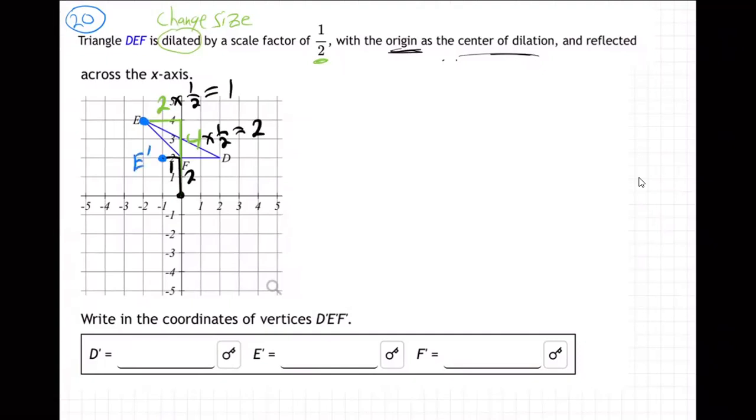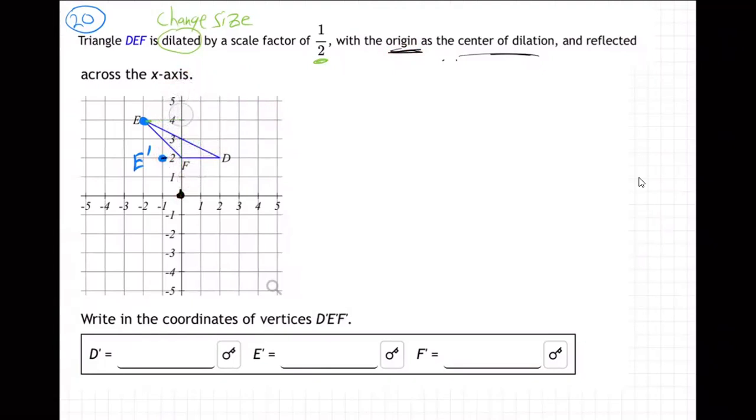E prime. We're not done yet. We still have to reflect across the x-axis, but we're going to do it slowly. Is that making sense for the first part? So I drew an arm from the origin because that's the center. I went 4, 2, multiplied both those by a half, so the 4, 2 becomes a 2, 1. Boom, there's E prime. All right, let's erase these arms.